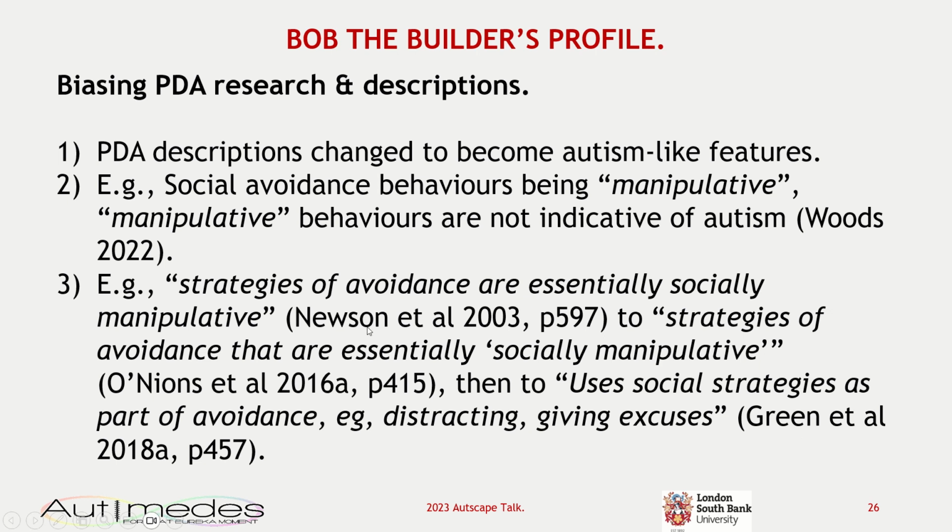So the original one by Newton is "strategies of avoidance are essentially socially manipulative." This is then changed to strategies of avoidance that are essentially socially manipulative, in quotation marks, to "use the social strategies as part of avoidance, e.g. distracting, giving excuses." So this is how it's reframed to remove the aspect which indicates that PDA is not autism. I have issues with this rephrasing, because if something is strategic, it's still deliberately done, because it's done as part of a strategy. It's just more nonsense.